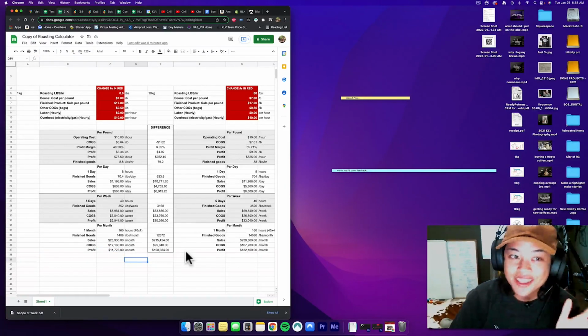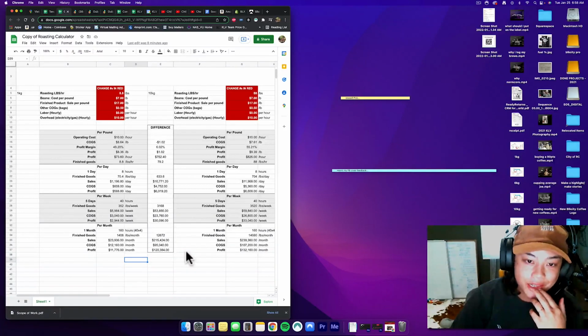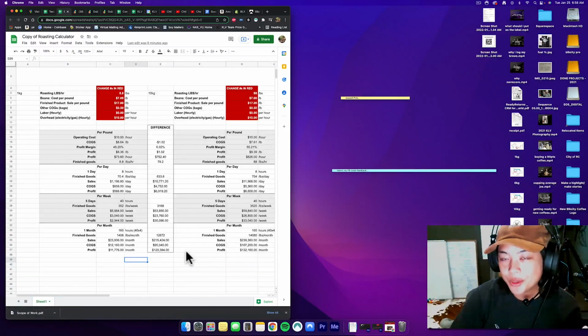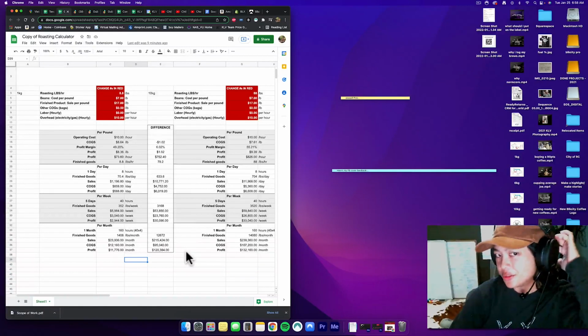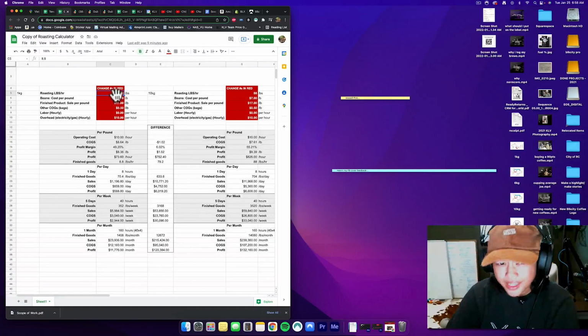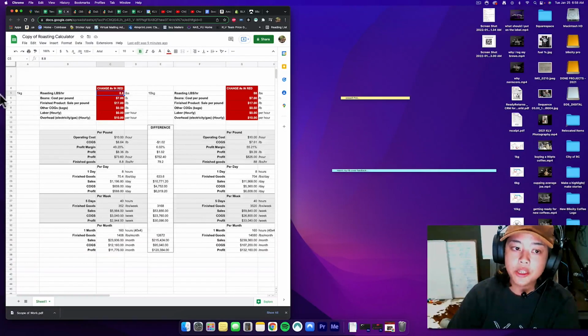But I thought this was really cool because I wanted to bring it back. I actually have another copy of it in one of my Google Sheets. I thought it would be really helpful for you. I'll leave the link in the description so you can play with it and see how little you actually make when you are roasting on such a small machine.